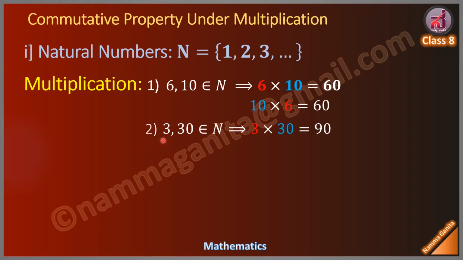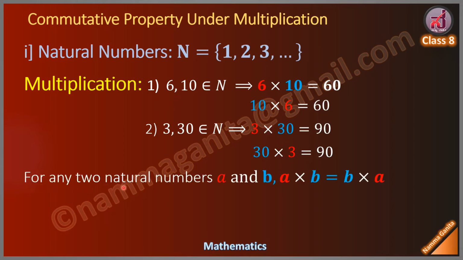Consider the second example. 3, 30 belong to N. That implies 3 into 30. 3 into 30 is equal to 90. Now consider 30 into 3. 30 into 3 is equal to 90. Therefore, 3 into 30 is same as 30 into 3.